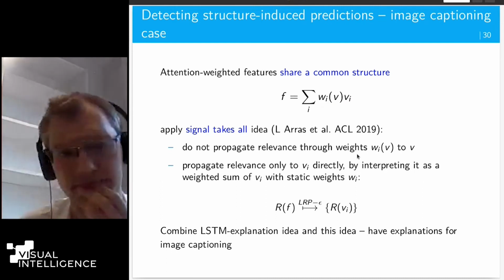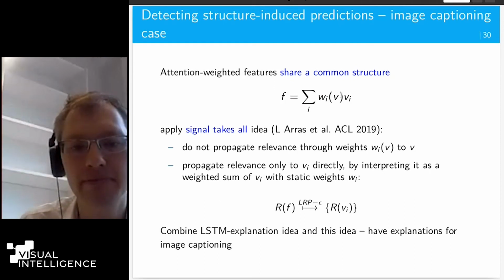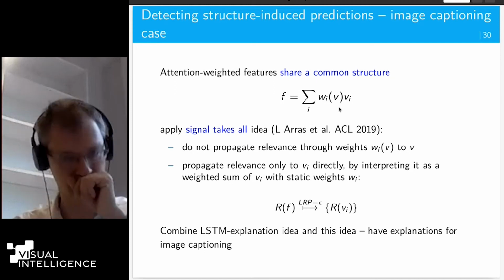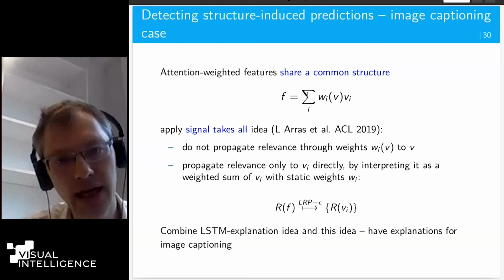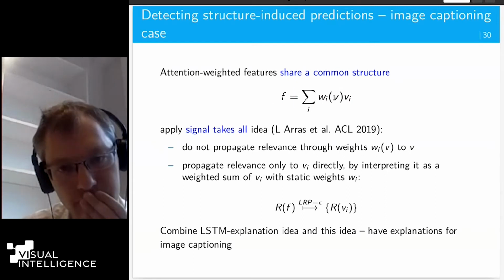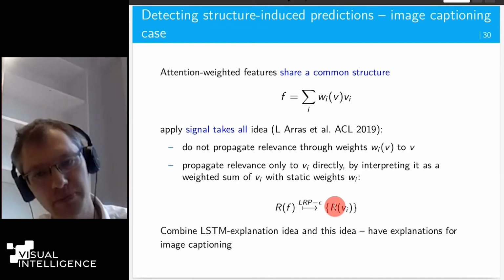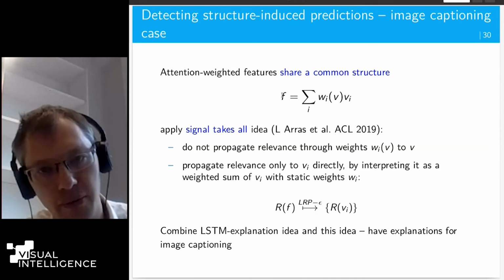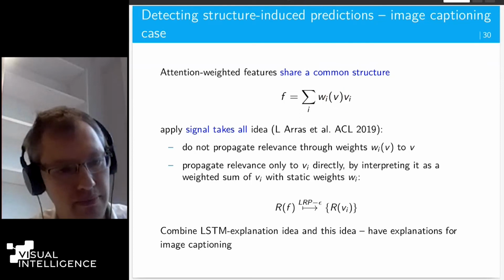feature maps. And when you have this structure and you realize there is a common structure, you can apply LRP to explain through these attention layers. And something that works surprisingly well, despite being very simple, is a signal takes all idea. So in principle, I take this feature as a weighted image feature just with constant weights. I just treat them as constants. When I apply LRP, I only project relevances from the output feature to the image features. And I treat the weights just as static weights.